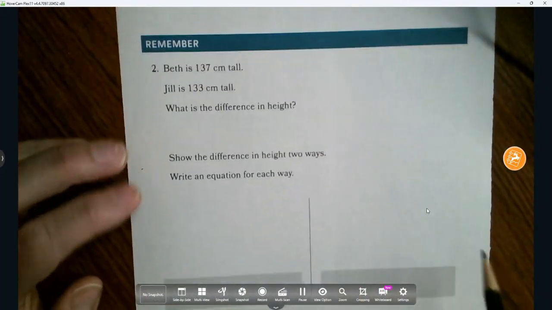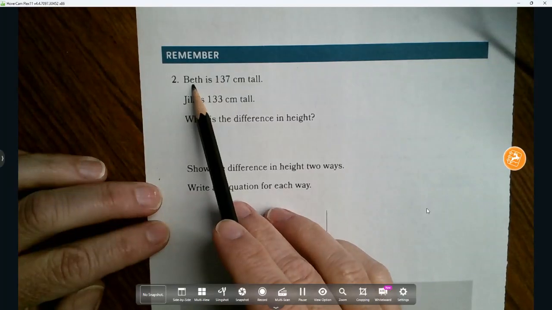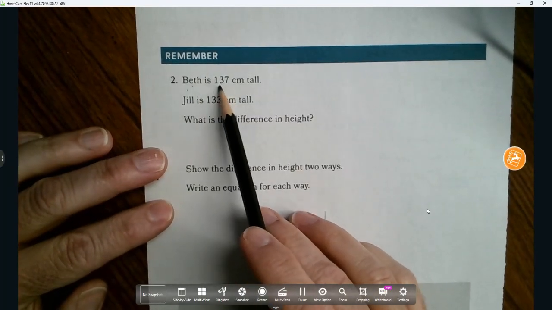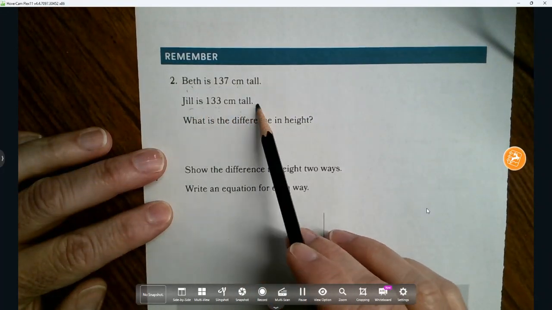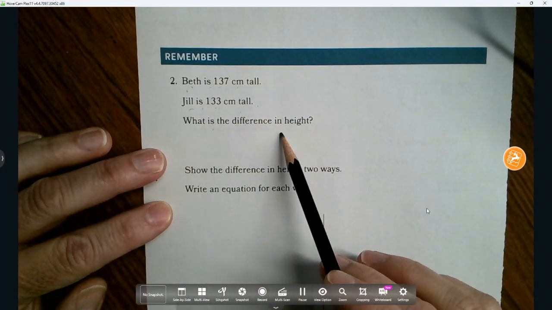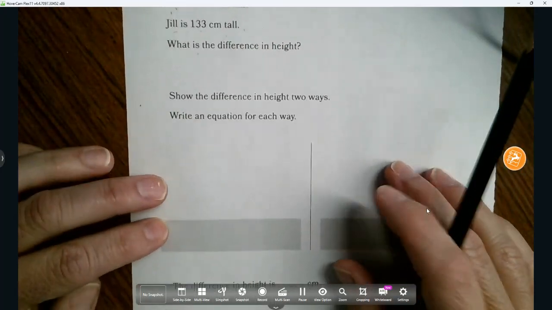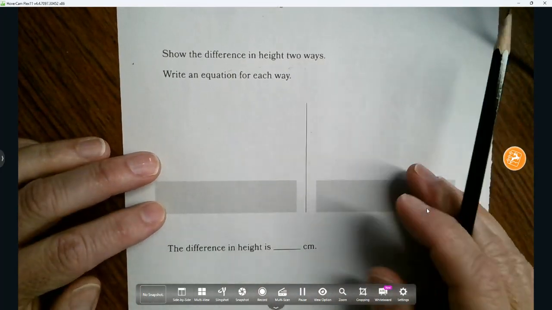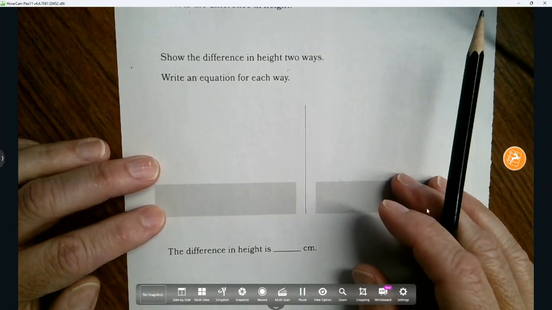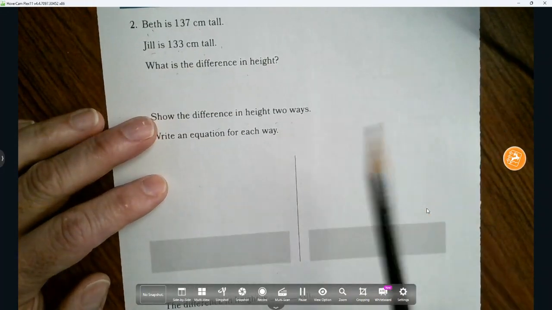All right, on the back. I said on the Beth because I read Beth. Beth is 137 centimeters tall. Jill is 133 centimeters tall. What is the height difference? All right. What is the difference in height? Show the difference in height 2 ways. 2 ways. So I'll show you one way.